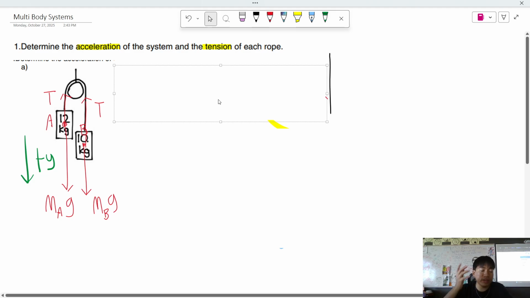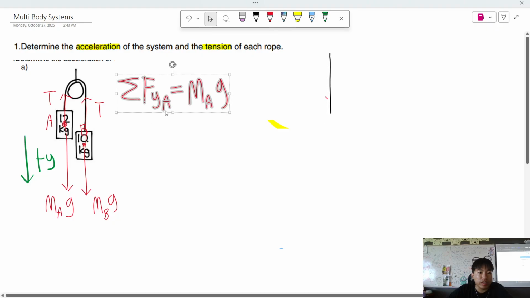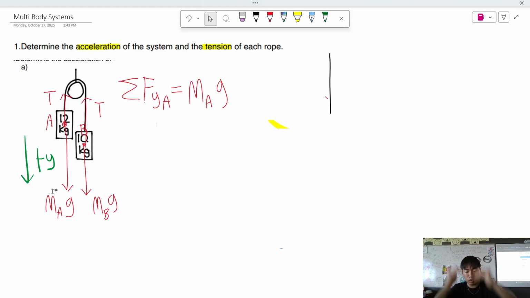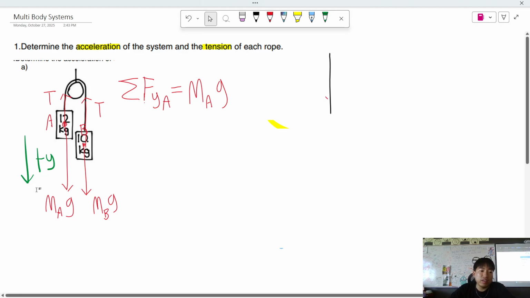So the next thing you have to do is write your Newton's second law equation. In order to do this, you say sum of the forces in the y direction, that's how we usually do this, but for object A, because we want to sum all of the forces for object A in the vertical direction. And we're going to set it equal to MAG. We write this first because it's the positive force. We are the ones who determine where the positive direction is. We are determining that towards the bottom is positive y, so MAG is the positive force.